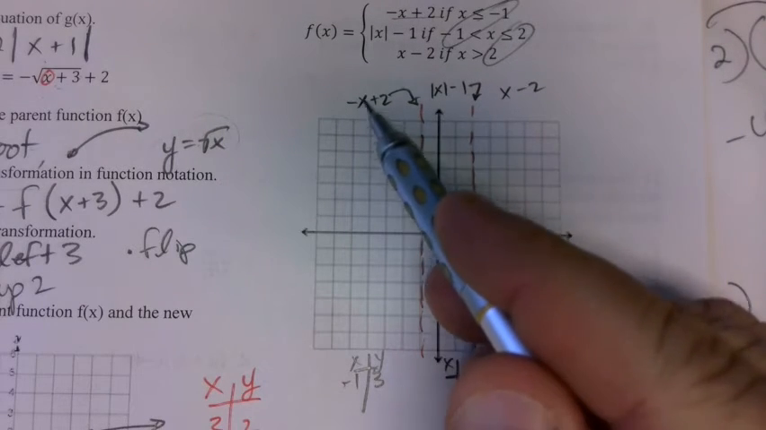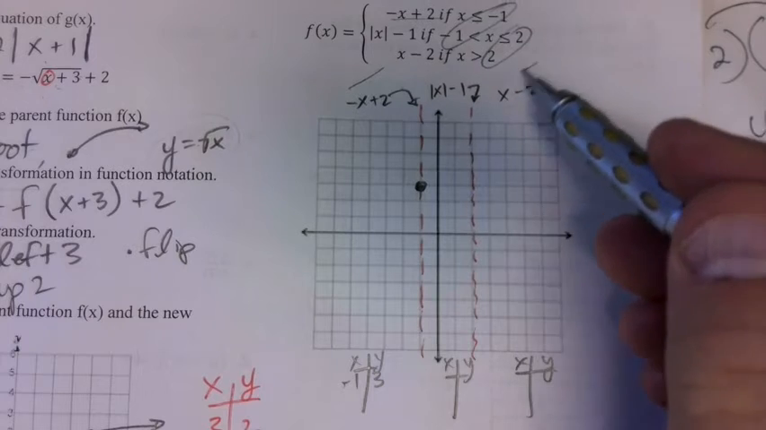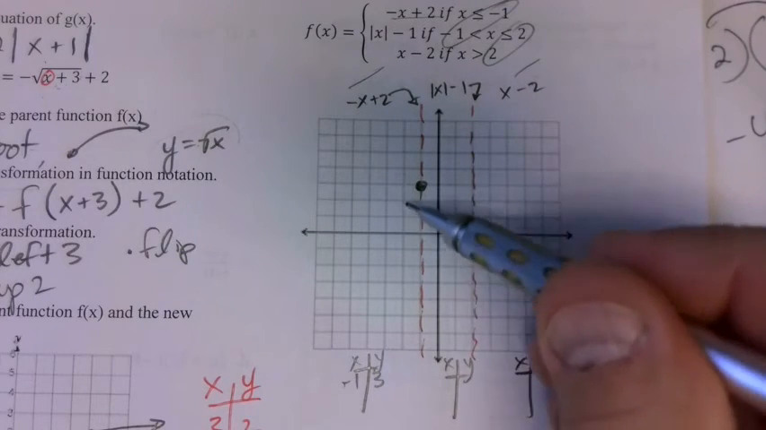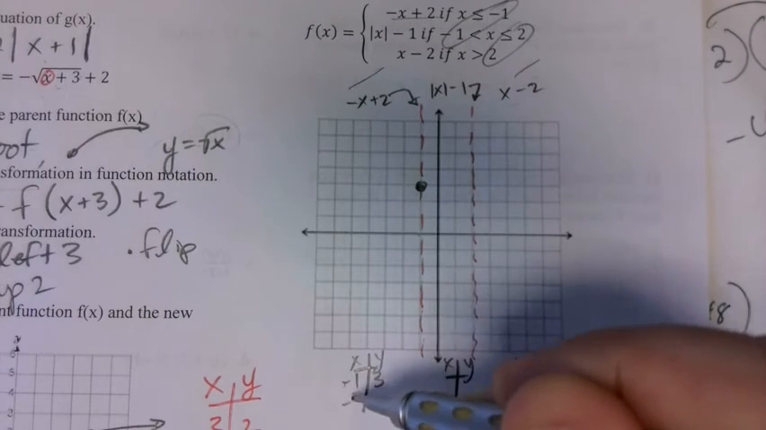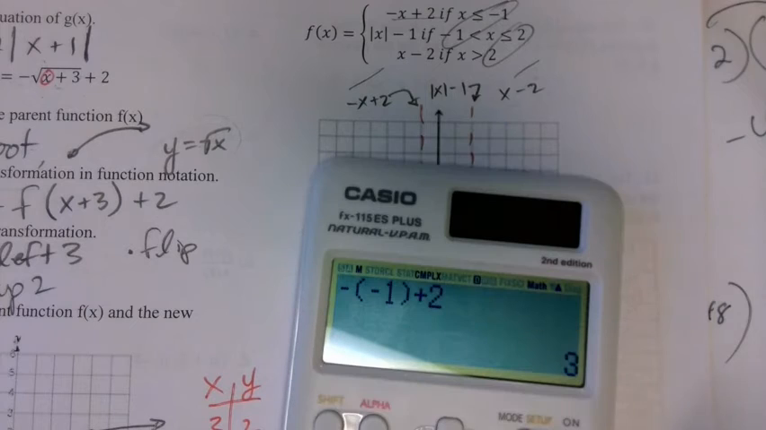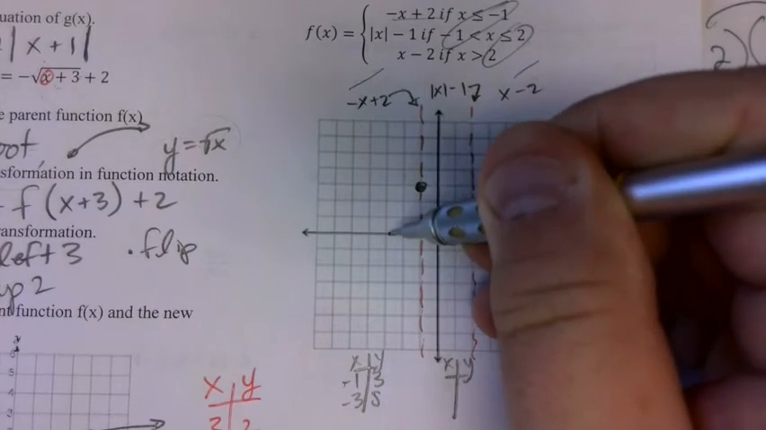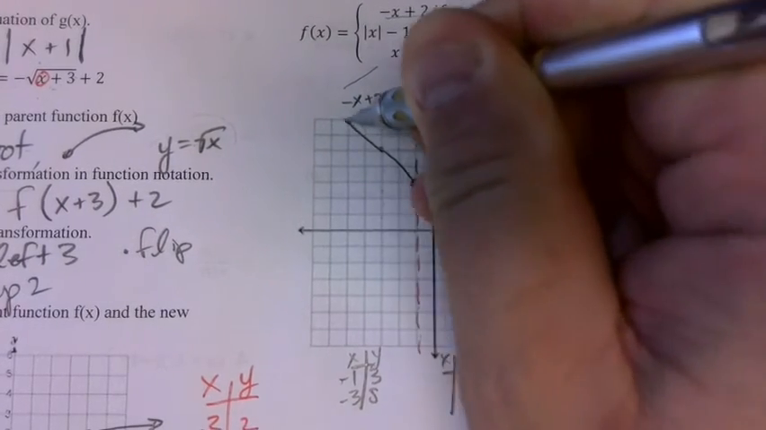Now I'm thinking about this. Negative x plus 2, that's a line. X minus 2 over here, that's a line. So I'm only going to need 2 points on these. Put in another one like -3. I'll go back to my calculator, -3, and it spits out 5. So 1, 2, 3, 1, 2, 3, 4, 5 right there, and I connect those dots.